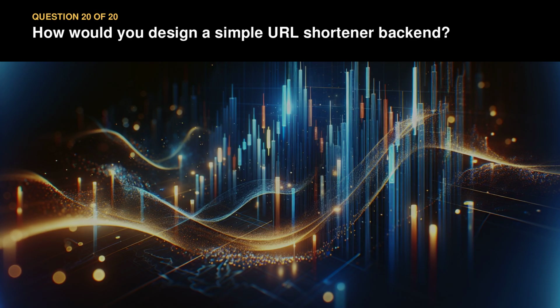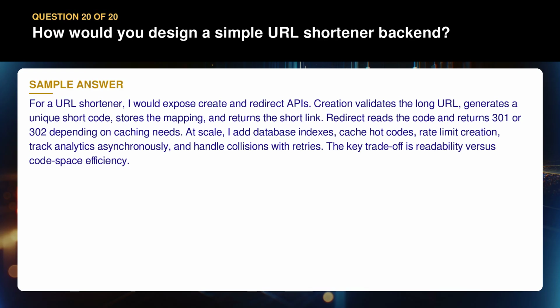Question 20. How would you design a simple URL shortener backend? For a URL shortener, I would expose create and redirect APIs. Creation validates the long URL, generates a unique shortcode, stores the mapping, and returns the short link. Redirect reads the code and returns 301 or 302, depending on caching needs. At scale, I add database indexes, cache hot codes, rate limit creation, track analytics asynchronously, and handle collisions with retries.